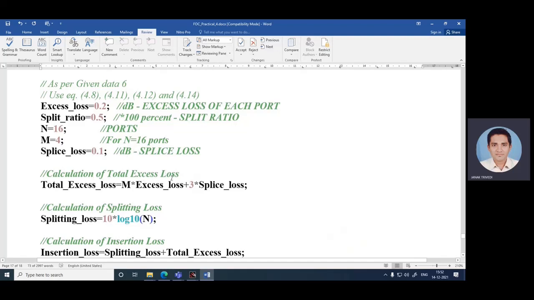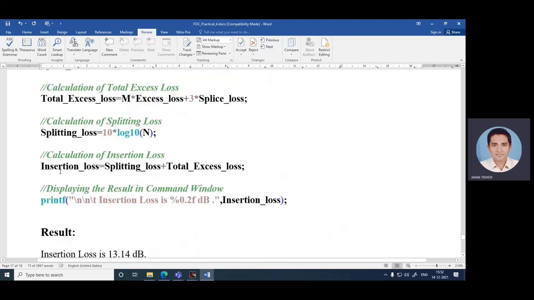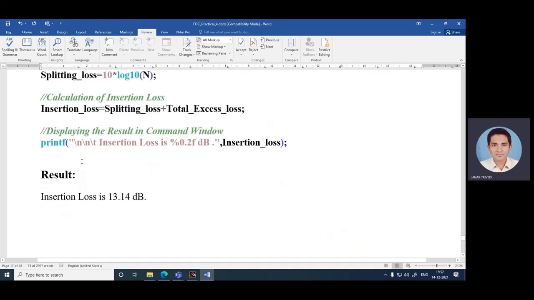Now calculation of total access loss equal to m into access loss plus 3 into splice loss, and calculation of splitting loss equal to 10 log 10, and calculation of insertion loss, that is insertion loss of addition of total access loss plus splitting loss. And finally displaying the result in the command window. So printf insertion loss.